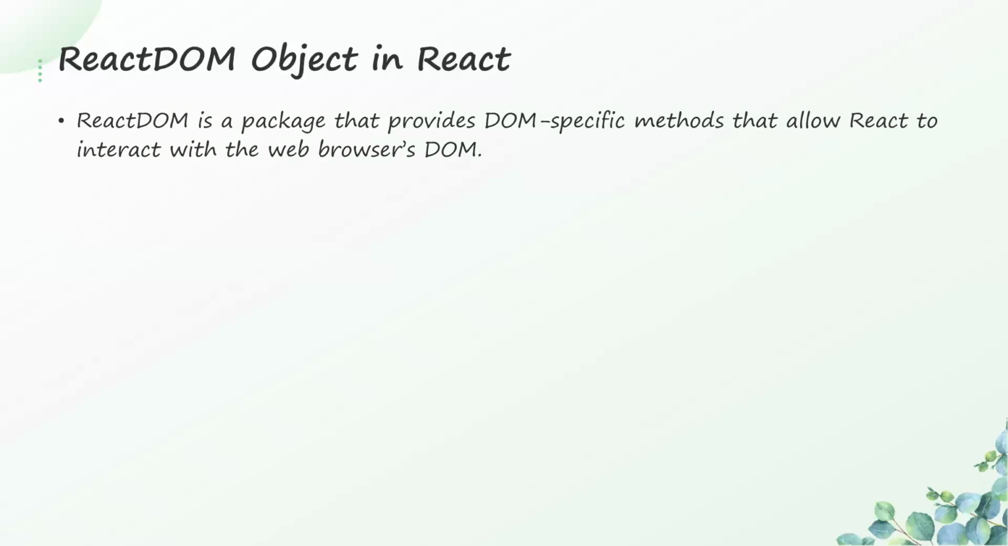The React DOM object is a package that provides DOM specific methods that allow React to interact with the web browser's DOM. Let me put it this way. Remember that React is working with a virtual DOM, not the original browser's DOM. For you to have access to that, that is where you have the React DOM. It provides you with DOM specific methods that allow you to interact with the web browser's DOM. The web browser's DOM is the original DOM. That is the one your users are seeing. But React also has its own.